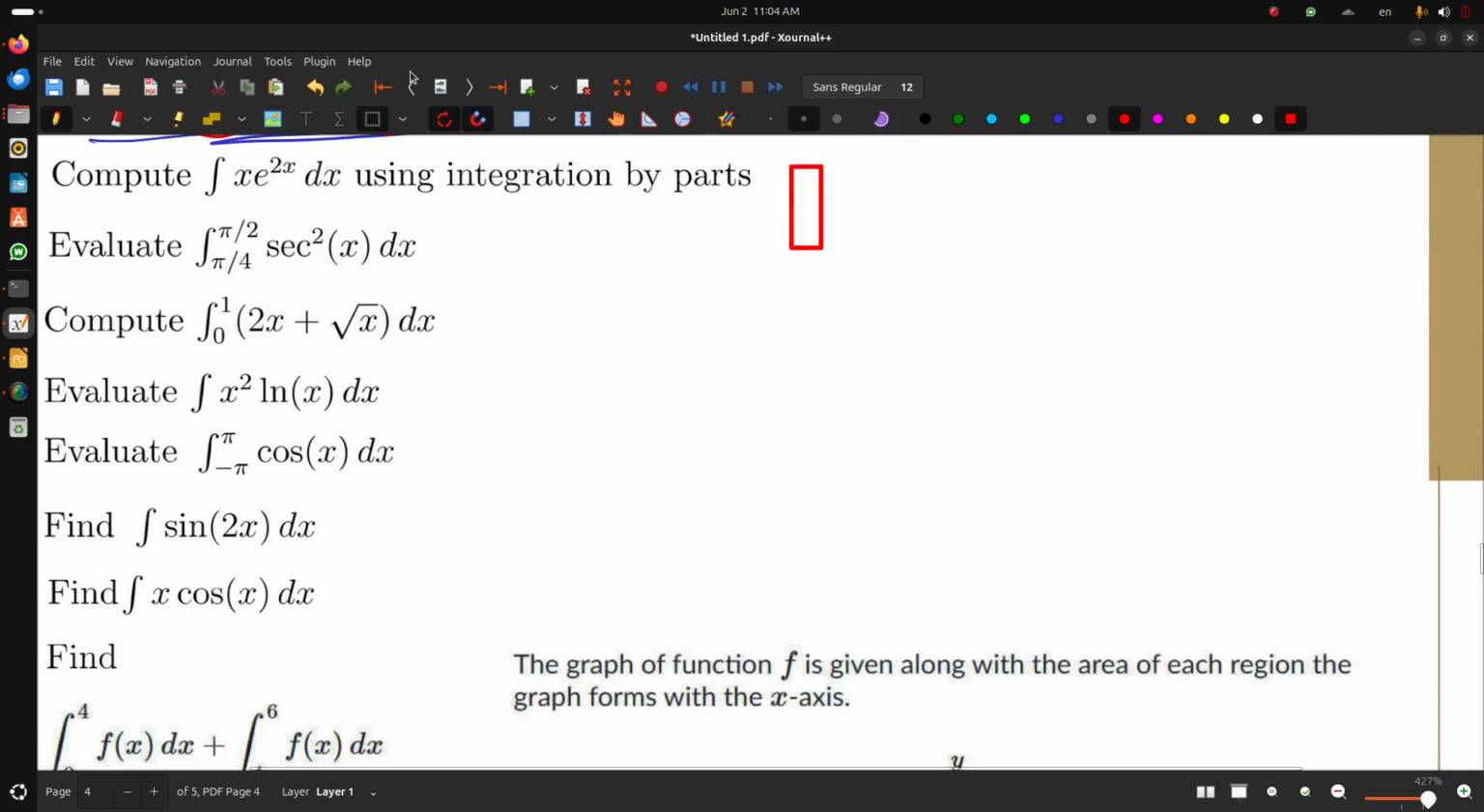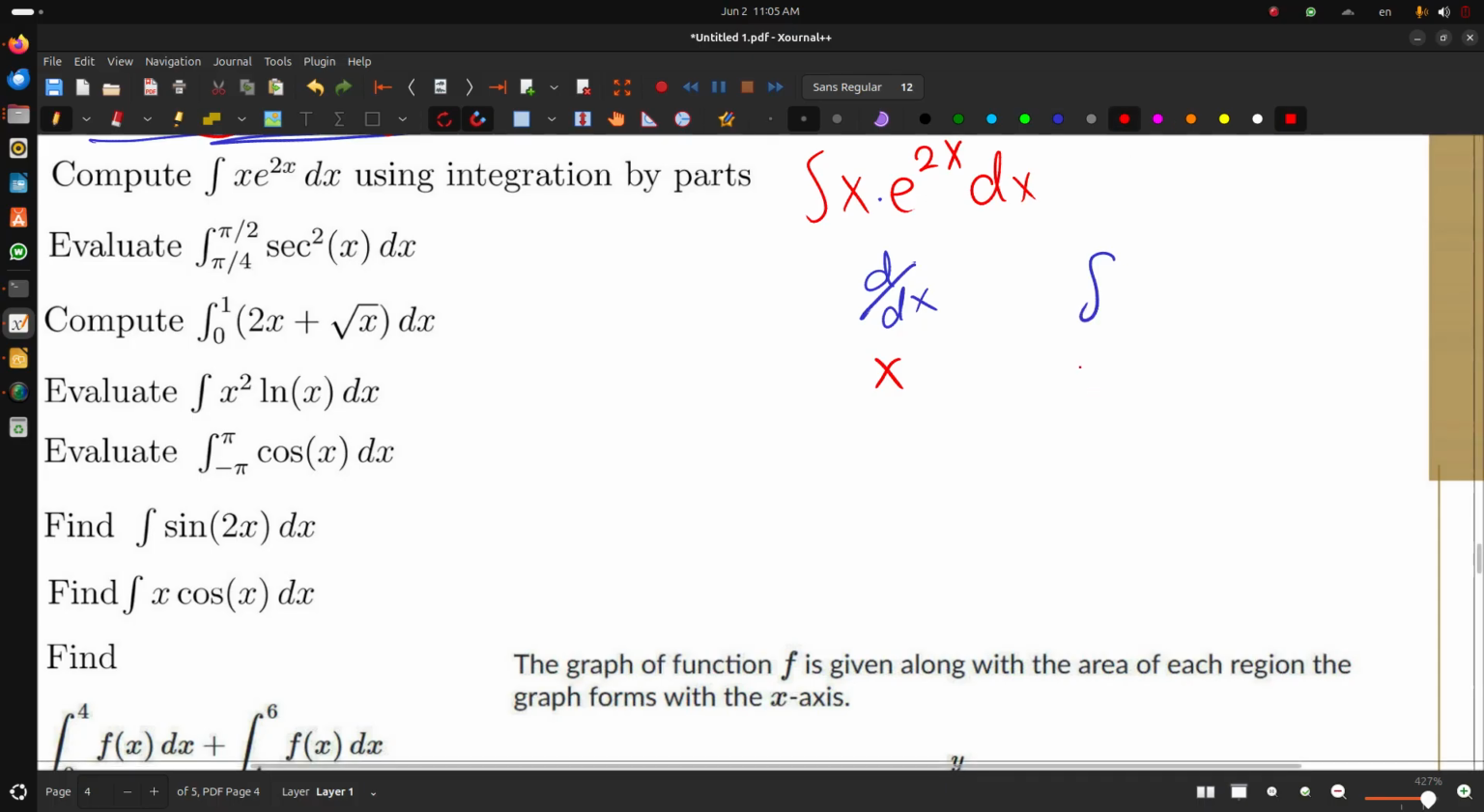Okay, we need to get the integration of x e power 2x dx. To do this, there's an easy way to do it. Actually, it's really easy one. You will start with one of the two functions, because this one is a multiplication of two functions. So you will take one of them and get its derivative, and the other one you will get its integration. So let's take x to get its derivative, and for the integration we will take e power 2x. Okay, let's start our steps.